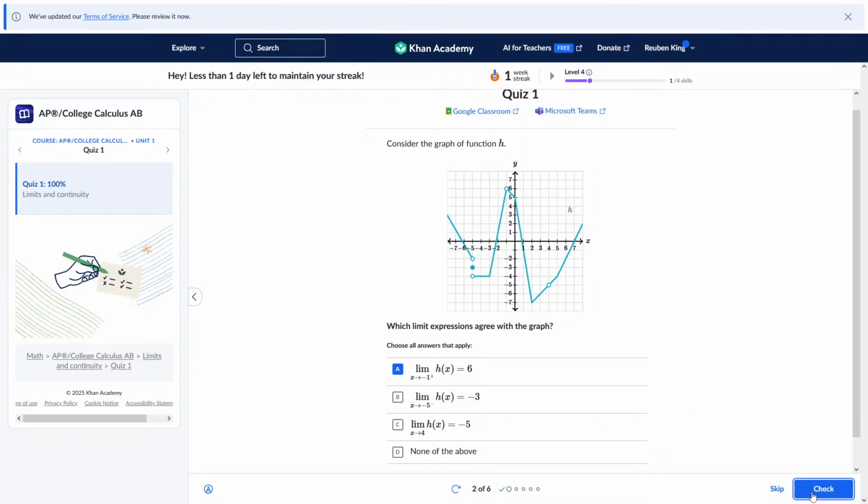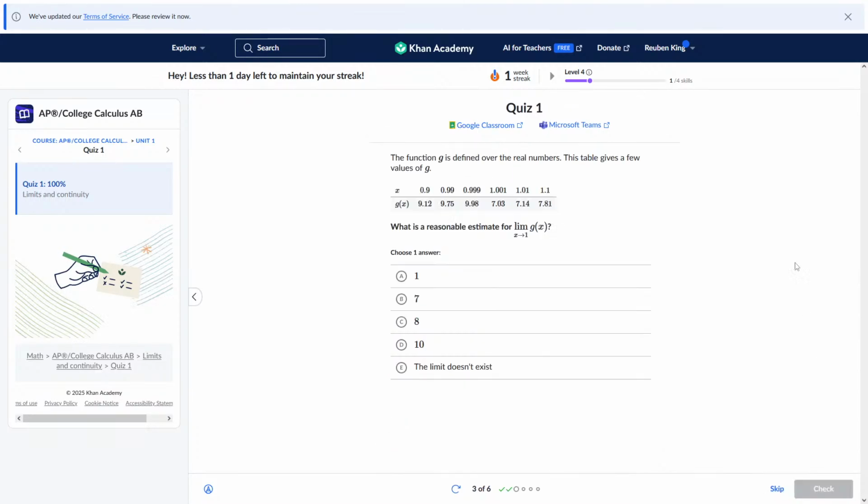Hell no. Wait. What? -5 from the left. It's -2. x approaches 4. -5. Oh, I looked at -4. Yeah. Boom. Okay. Just gotta not rush.